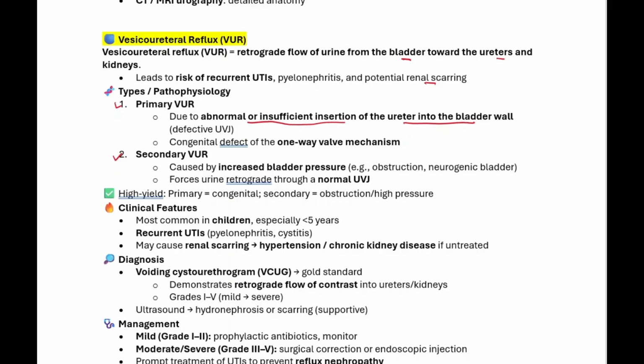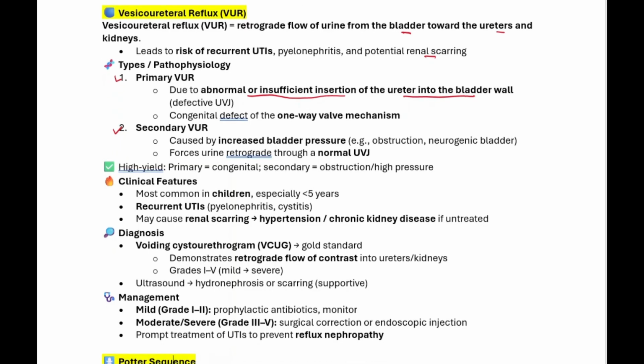As opposed to that, secondary is caused by increased bladder pressure. So there's something obstructing the bladder, or maybe there is a lack of contraction of the bladder, like somebody who has neurogenic bladder. Because the bladder is not contracting, that leads to increased bladder pressure. And because the bladder pressure is increased, that forces the urine to flow retrograde from the bladder into the ureter. It's important to remember these two for the exam because they are really high yield.